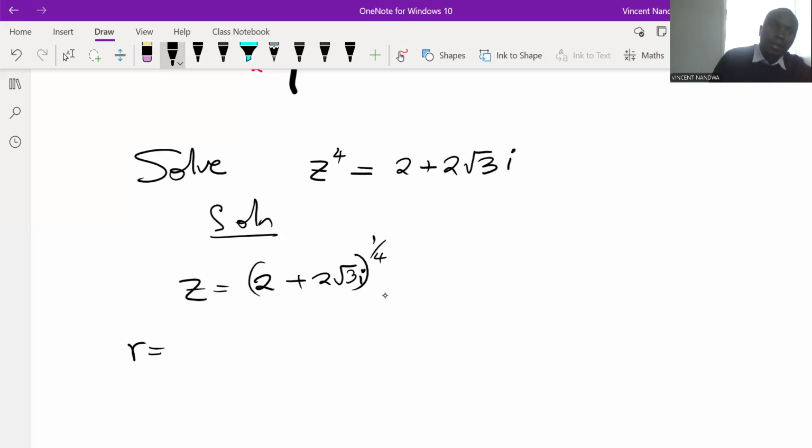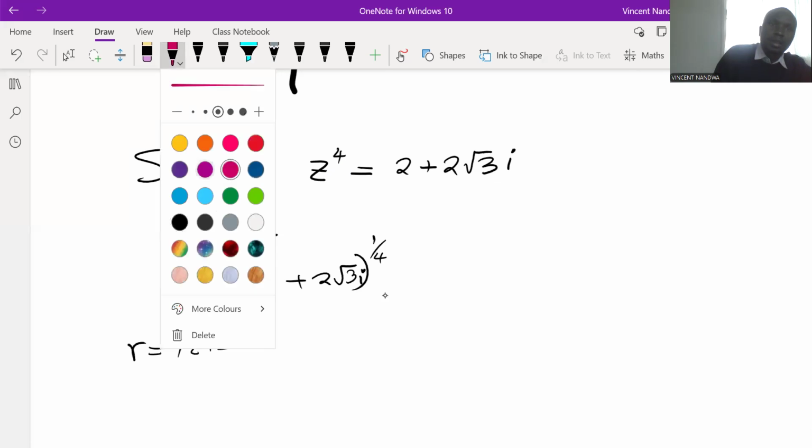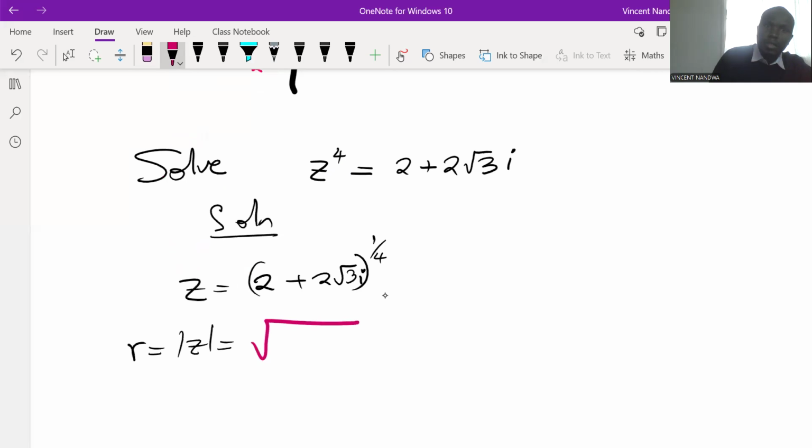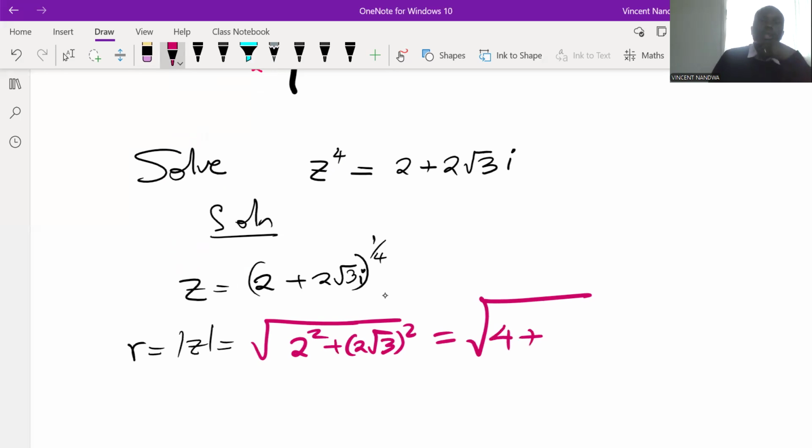So r is the absolute value of z, which is given by the square root of 2 squared plus 2 root 3 squared, which will be 4 plus 2 squared is 4 times 3 is 12. So square root of 16, and you get 4. So r is 4.